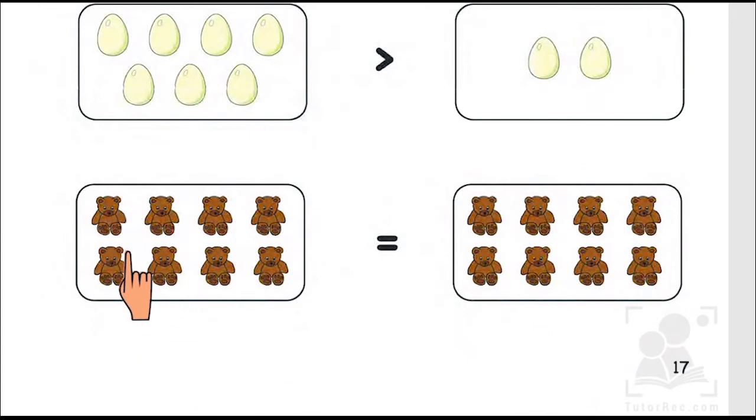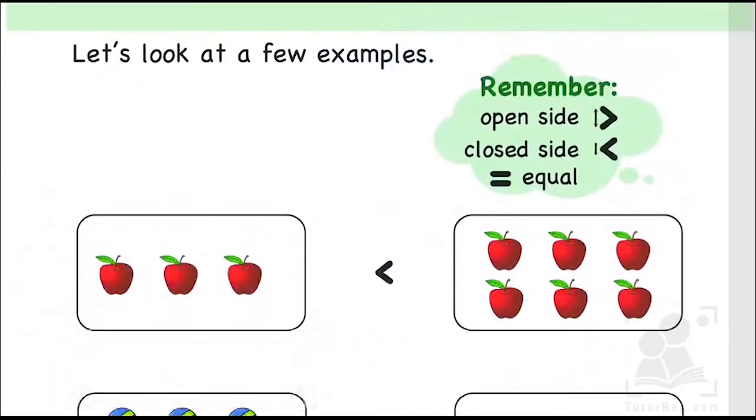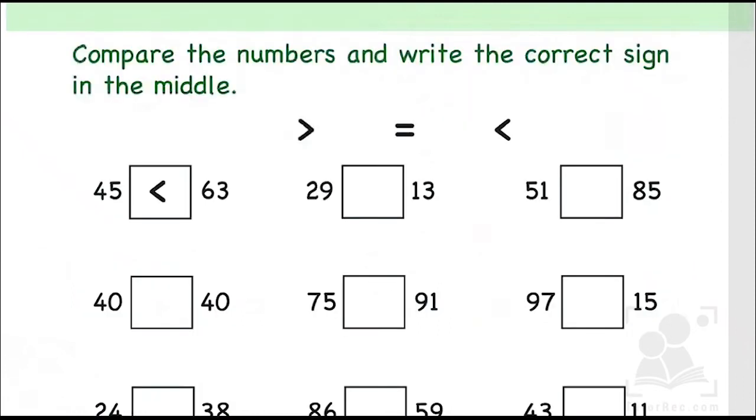Let's count 1, 2, 3, 4, 5, 6, 7, 8 and 1, 2, 3, 4, 5, 6, 7, 8. So both the boxes have the same number of objects. That's why the sign of equal to is here. So kids, the most important thing in this unit, you have to remember, is the signs and the symbols for greater than, less than and equal to. Let's move to the next page.